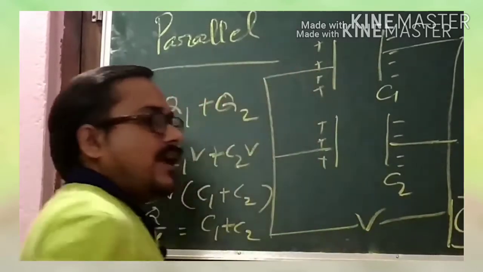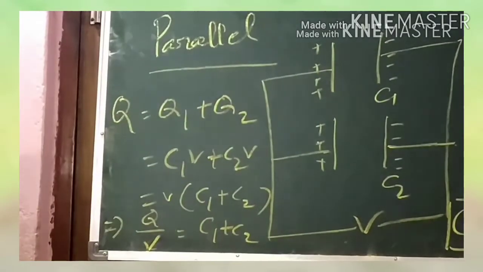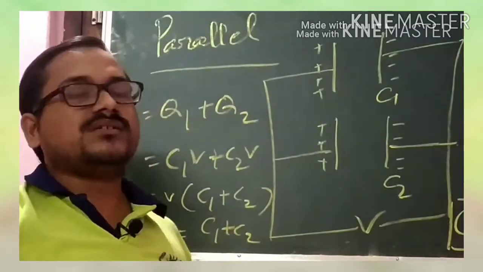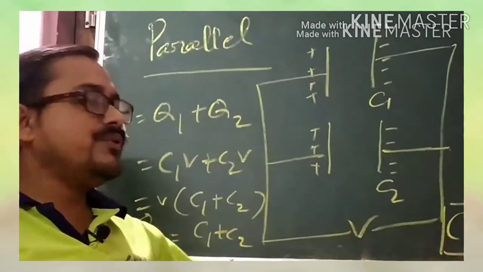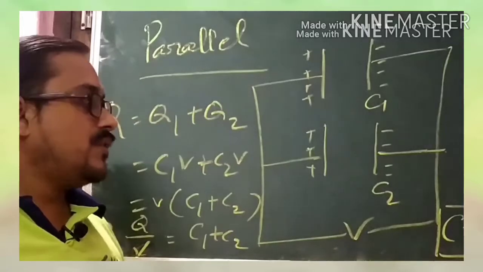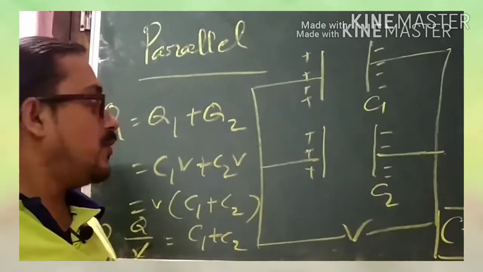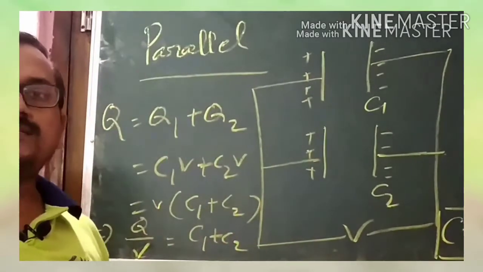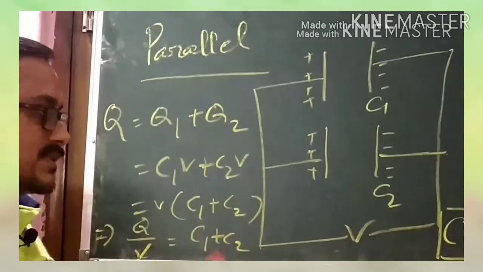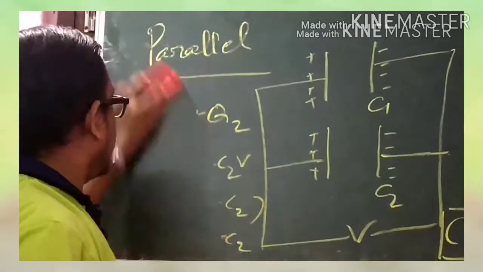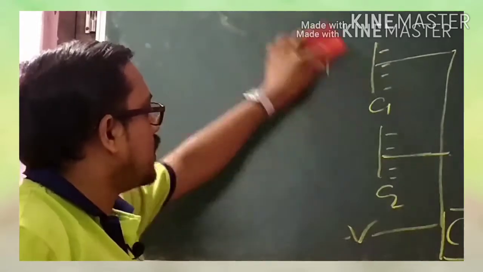Again, if we are taking n number of capacitors, the net capacitance will be equal to the summation of the individual capacitances. That is, C will be equal to C1 plus C2 plus up to Cn. Okay, so this is for the series combination and the parallel combination. Next, we have to jump to discuss the energy stored in a capacitor.